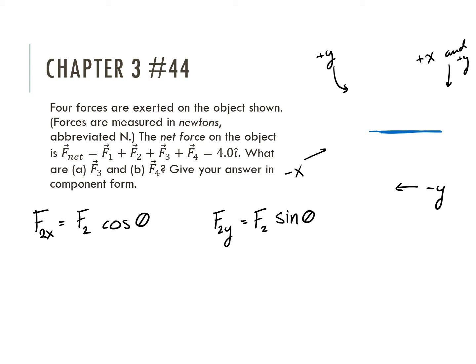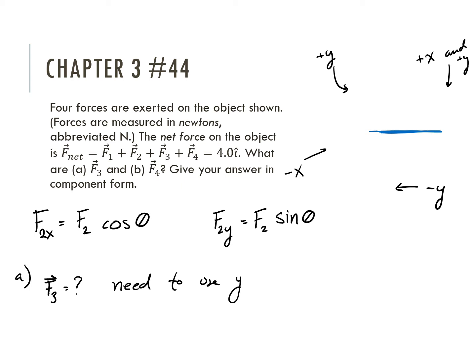Part A asks me to find the value of force 3. So for force 3, I want to find the value. Well, force 3 is in the y direction, so I need to use the information in the y direction. This is really beneficial because if I look at force 4, which I also don't know, it's not in y. So I can ignore my other unknown in its entirety.